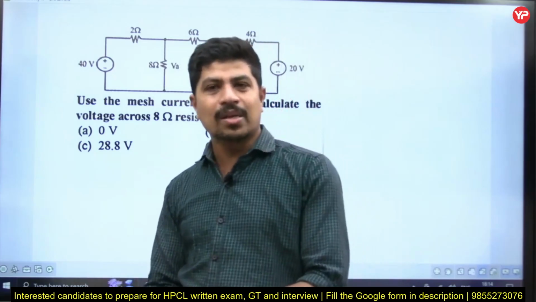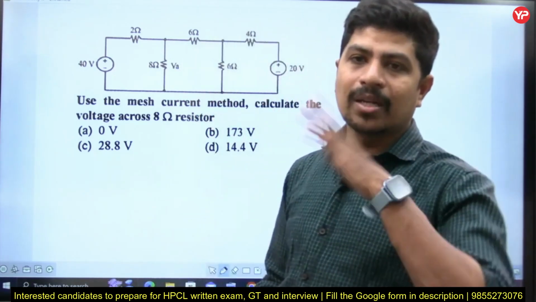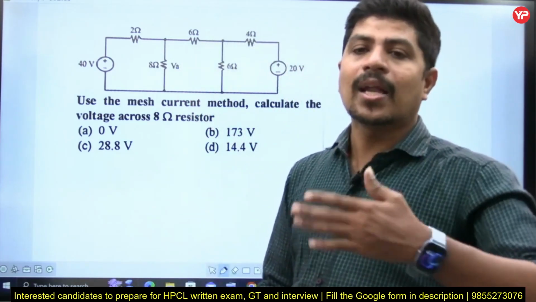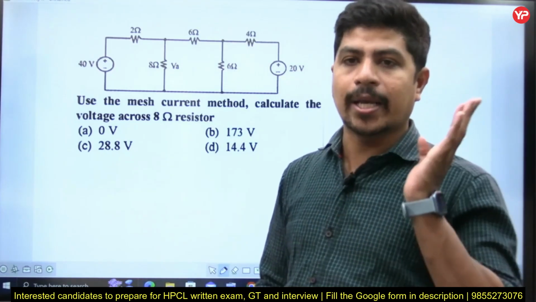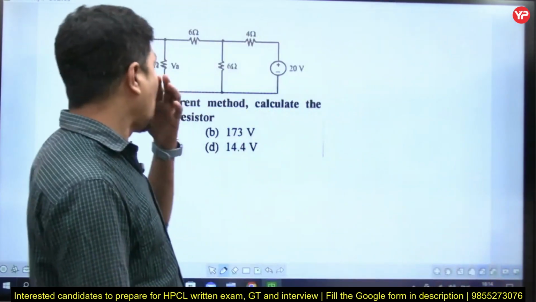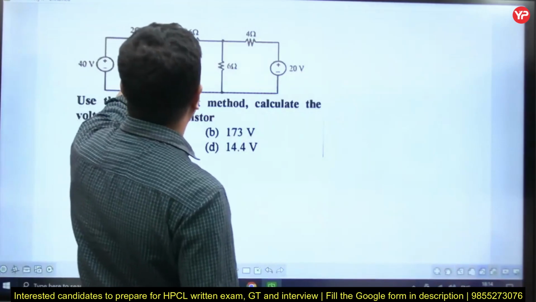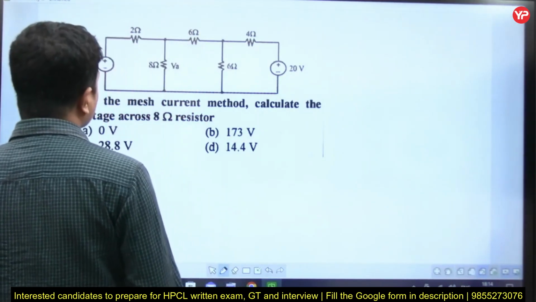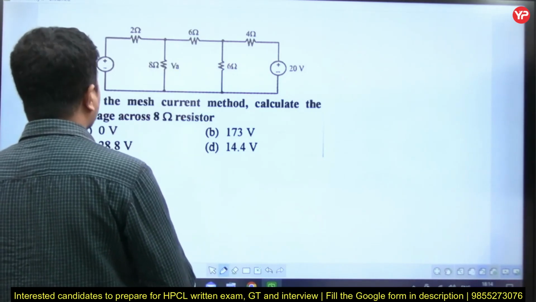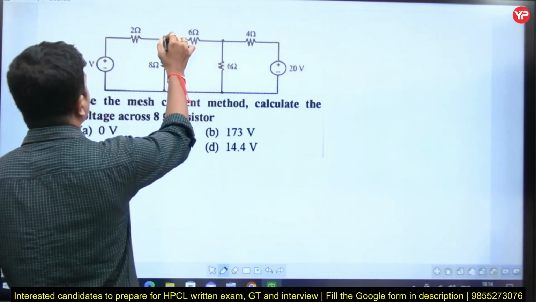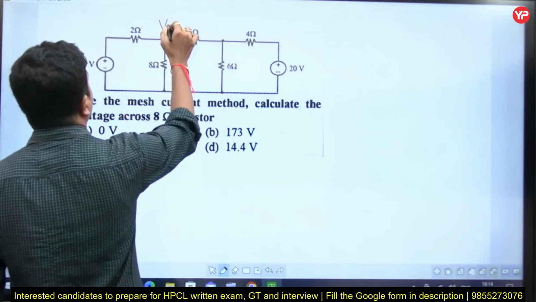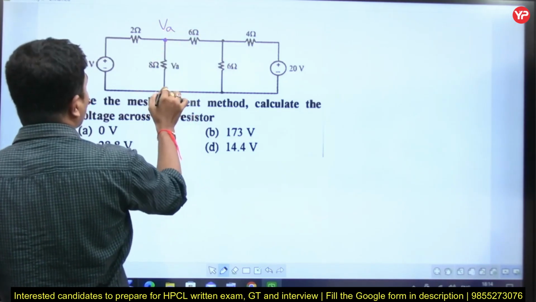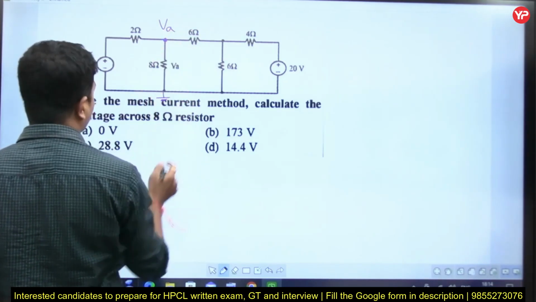As it is an objective examination, whichever method I feel comfortable with, I am going to take up. Observe here, he is asking for the voltage across 8 ohms. Then the simple thing is, let's take this voltage as VA. This is the reference I am taking.